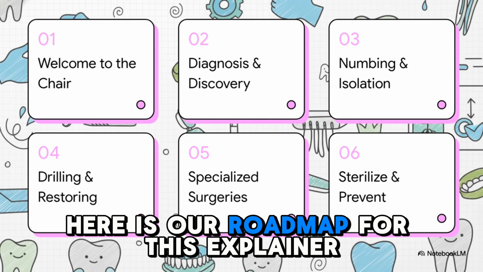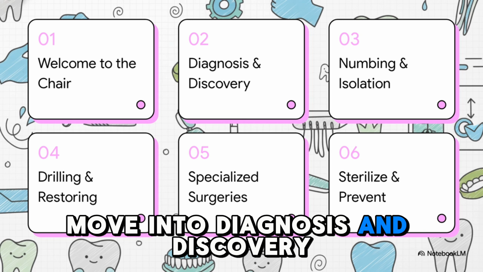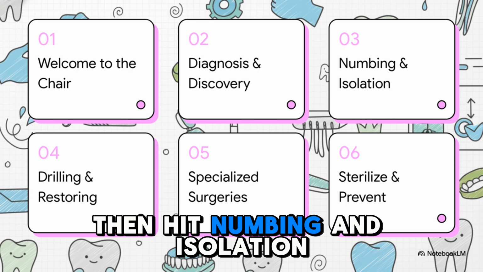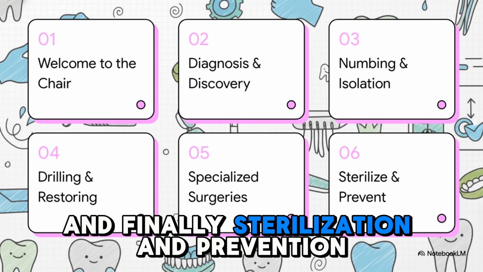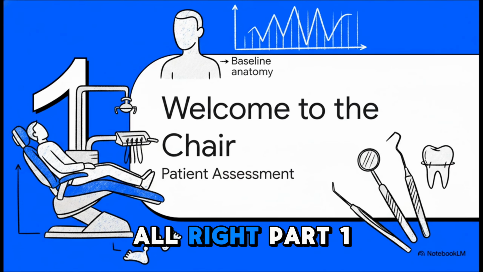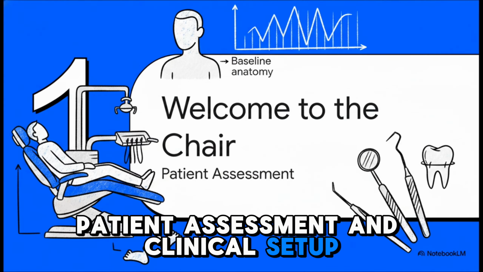Here is our roadmap for this explainer. We'll start with Welcome to the Chair, move into Diagnosis and Discovery, then hit Numbing and Isolation, Drilling and Restoring, Specialized Surgeries, and finally, Sterilization and Prevention. All right, Part 1. Welcome to the Chair, Patient Assessment and Clinical Setup.